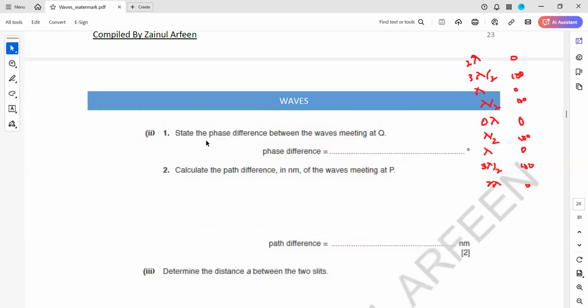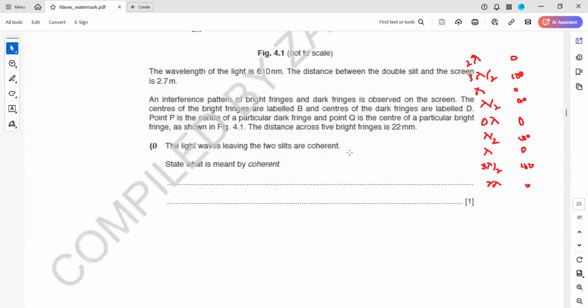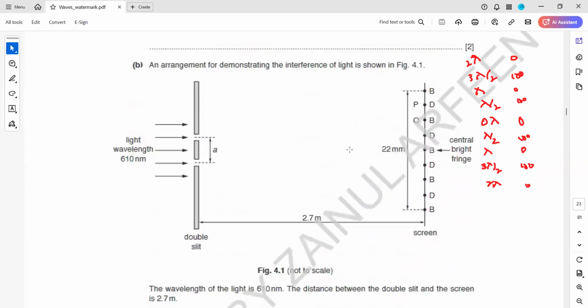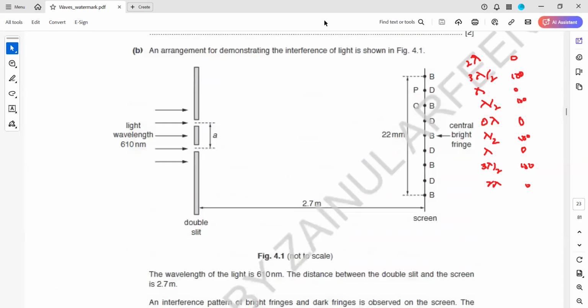The next is, calculate the path difference in nanometers for the waves meeting at P. At P, we need the path difference. P is a destructive interference.